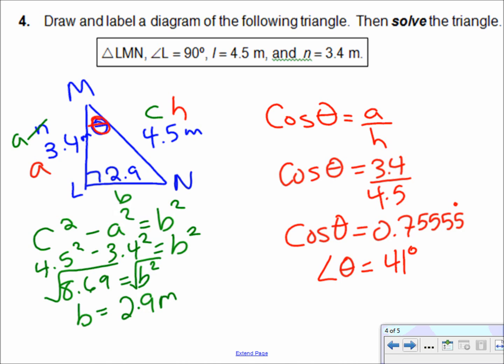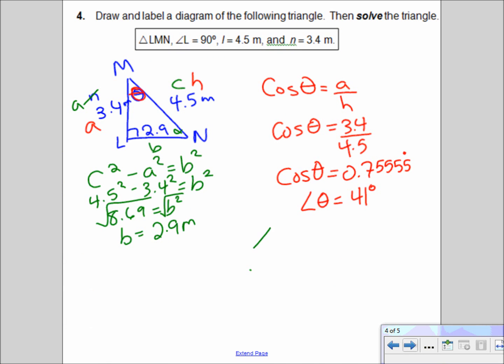So now I have all three side lengths, and I have two angles. What do all the angles in a triangle add to? 180. So I'm going to call this alpha here. I'm going to calculate angle alpha as 180 degrees, subtract my 90 degrees, subtract my 41 degrees, because I know all the angles in a triangle add to 180. So I get my last angle to be 49 degrees. And I have now solved the triangle. I have all three side lengths and all three angles. I'm finished.